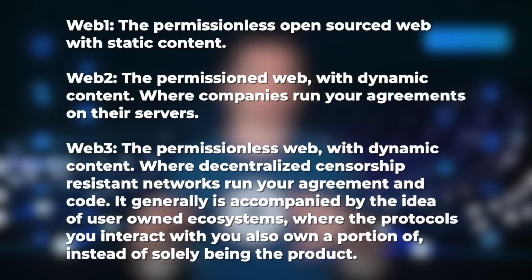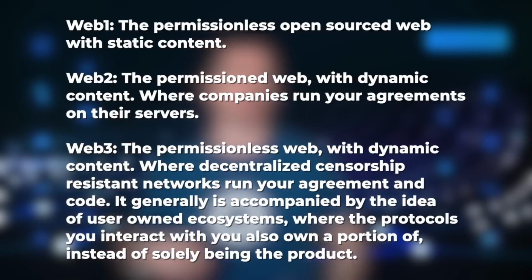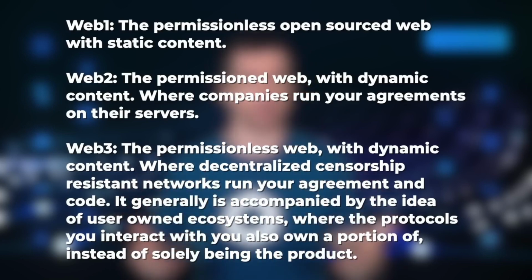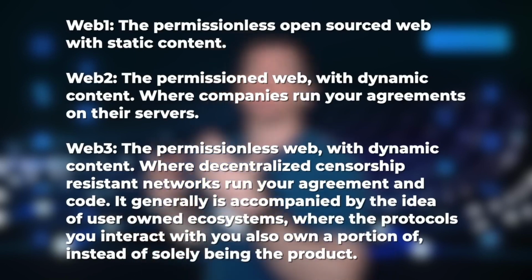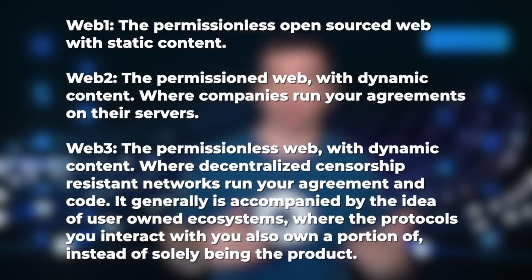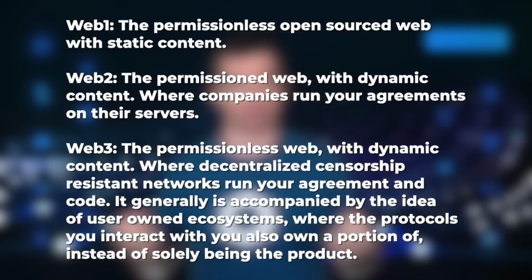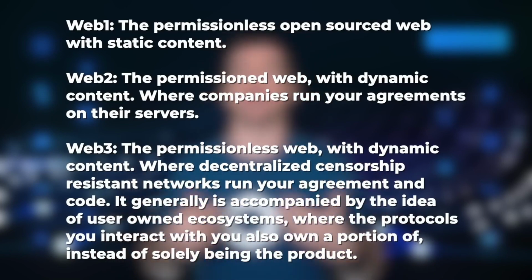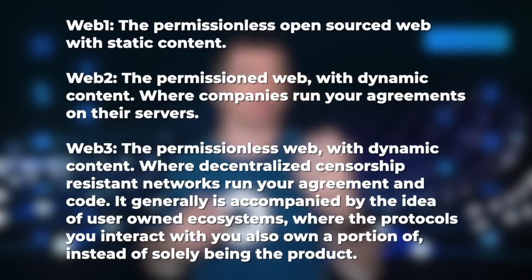You'll also hear the term Web3 a lot in this video and in the industry. Web3 is the idea that blockchains and smart contracts are the next iteration of the web. Web 1 being this permissionless open source world with static content. Web 2 being the permissioned web with dynamic content. But all the agreements and logic runs off of centralized servers where they control your information. And then Web 3 comes back to the permissionless web, but once again with dynamic content. And instead of centralized servers running your logic, decentralized networks run the logic, creating these censorship-resistant agreements that these smart contracts enable. It is also generally accompanied by the idea that the users own the protocols that they work with, and it's an ownership economy. You'll see what I mean later in this course.